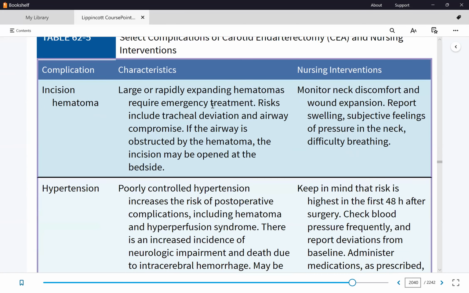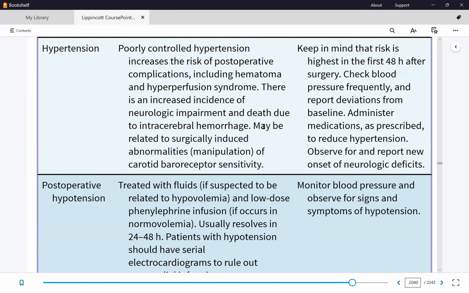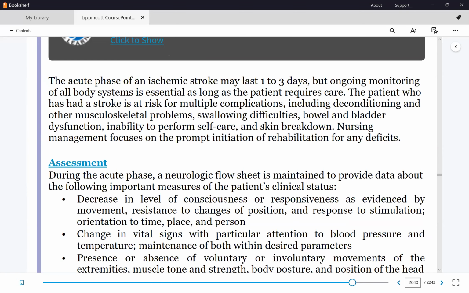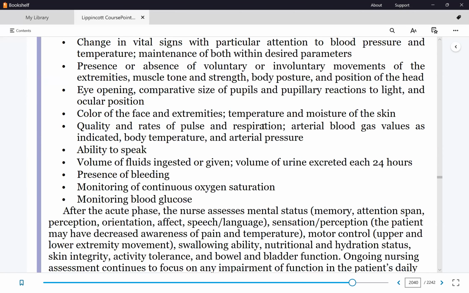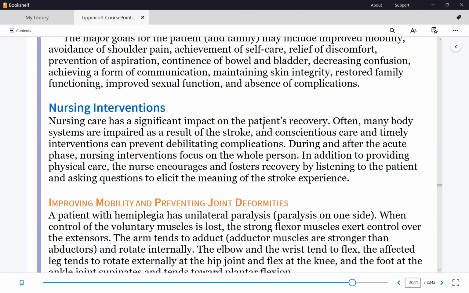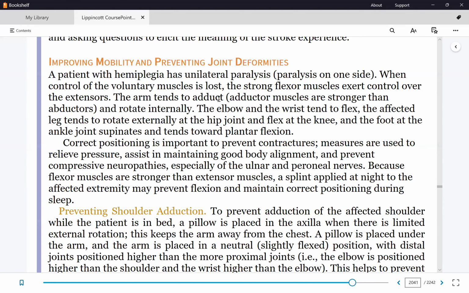Here's a summary, table 62-5. So let's go to nursing care now. We talked about paralysis. If the patient does have weakness, paresis, or plegia, what's our responsibility? That arm doesn't move anymore. So what do we do? Either the patient moves it with the functional arm, exercises it.